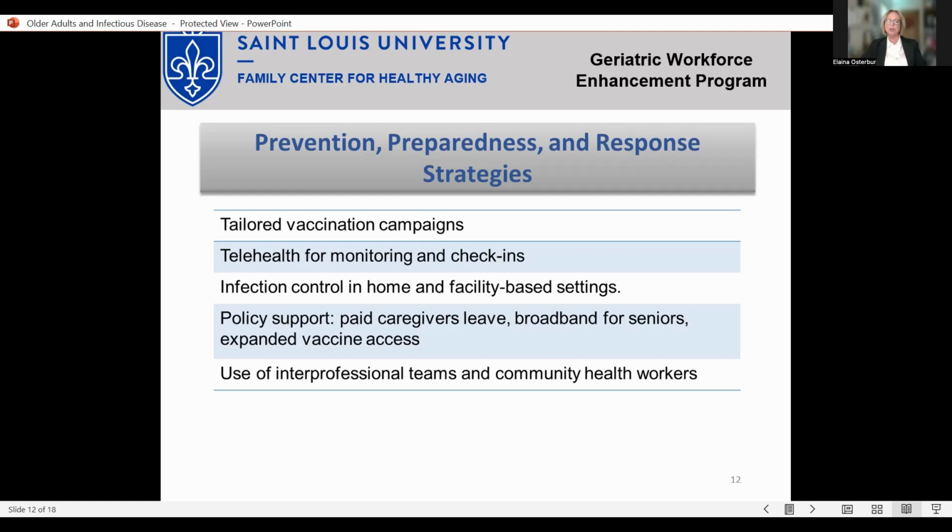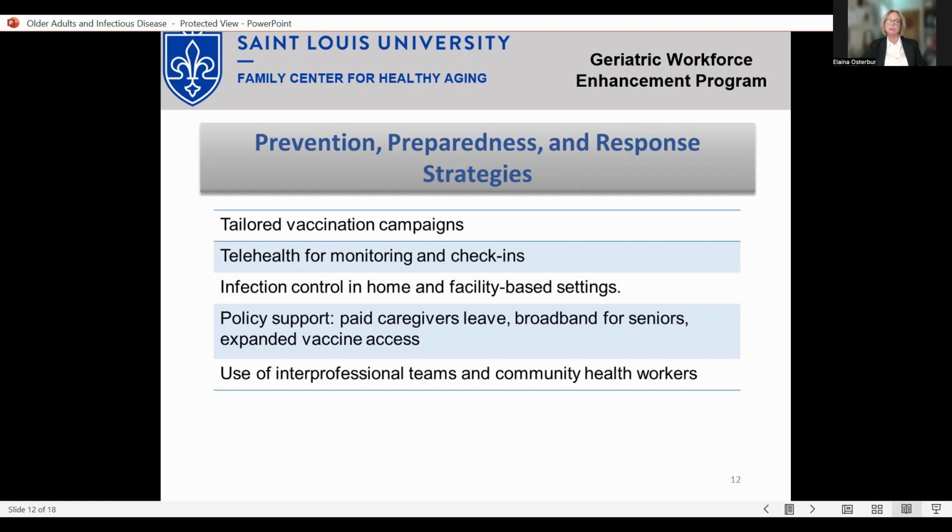Infection control in home and facility-based settings. Robust infection control policies are essential in all care environments. Train caregivers and staff in proper hygiene, PPE use, and symptom surveillance. Implement vaccination improvements, cohorting practices, and regular testing in congregate settings. Educate family members that are providing care at home on infection prevention best practices.